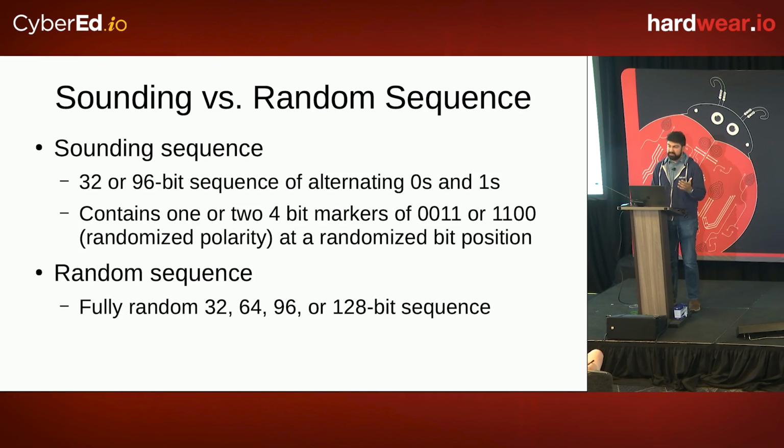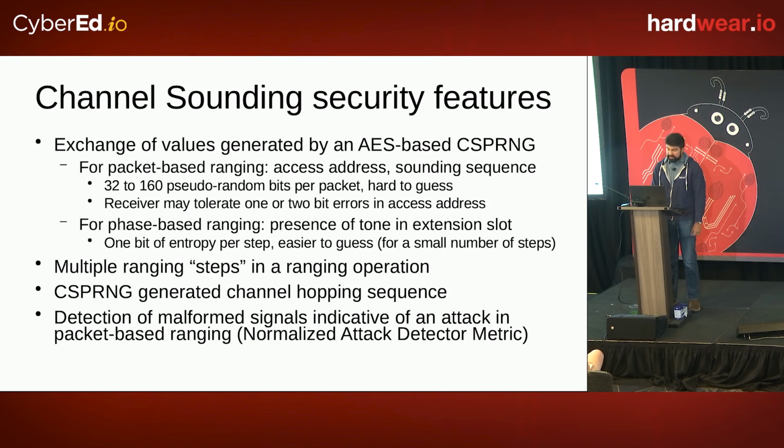For the random sequence option, they can range from 32 to 128 bits, and they're just fully random. So these serve two purposes. One is just adding more random or pseudo-random information into the packet to make it harder to guess the correct value. And secondly, by making the packet longer, it may be easier to measure the timing of the packet more precisely.